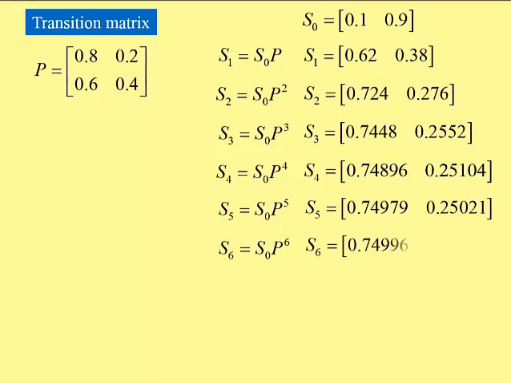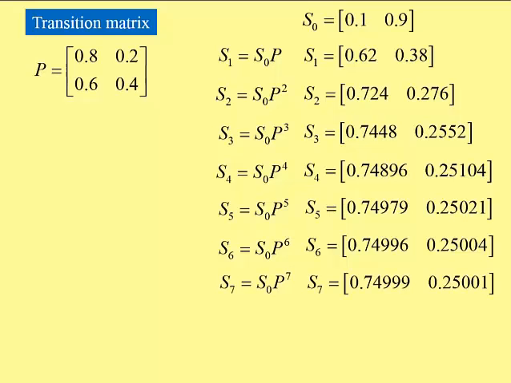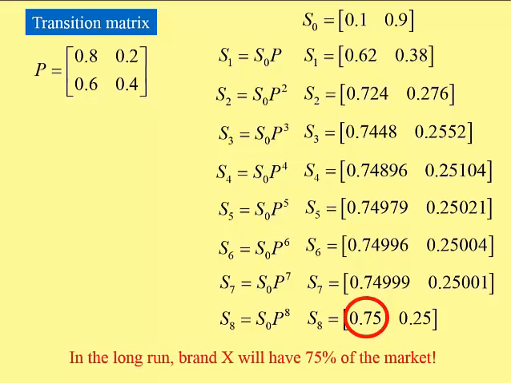sixth, seventh, you notice any trends in the numbers? Here's the eighth, and we'll stop there and notice that the 0.75 is what all of these numbers are getting closer to.